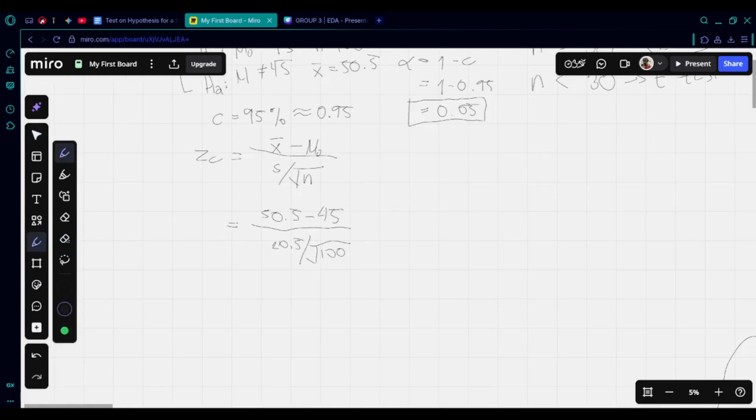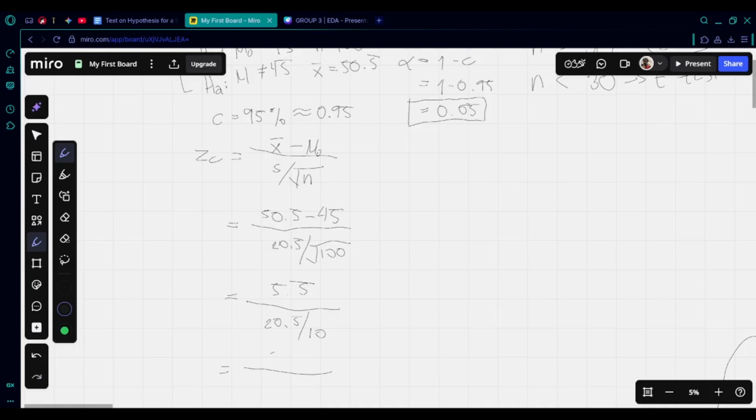You can substitute this into your calculator, but for now we will compute it manually. So we have 50.5 minus 45, this is 5.5, over 20.5 over the square root of 100, which is 10. So next we compute this denominator. For a while, I will just use my calculator. So 20.5 over 10, that is 2.05.